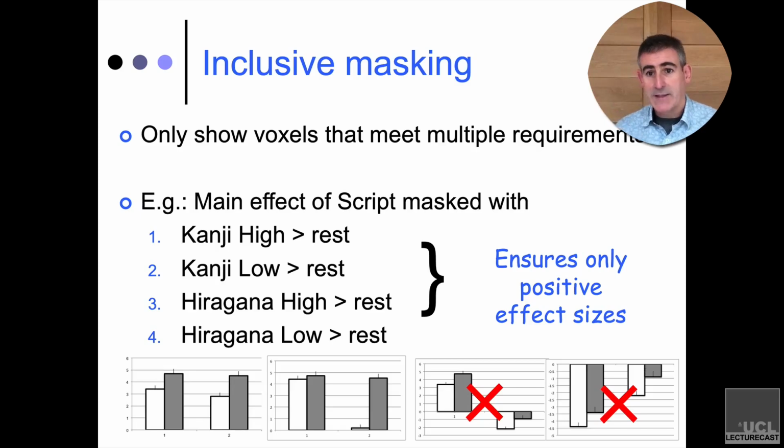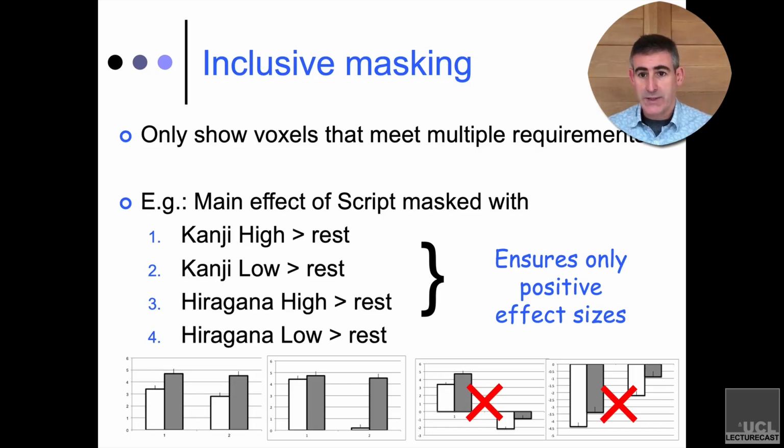If you have multiple masks, you do the same thing with each of them and then overlay them so that you're only looking at where things meet all of those masks. So in this case, I want them to meet 4 different conditions. I want to only look at parts of the brain that show more activity for high familiarity kanji than rest, low familiarity kanji than rest, high familiarity hiragana than rest, and low familiarity hiragana than rest.